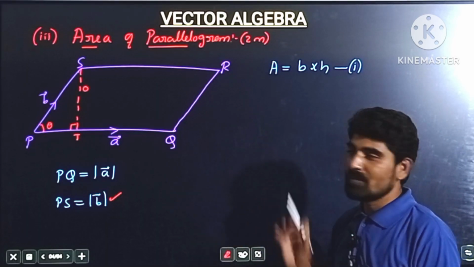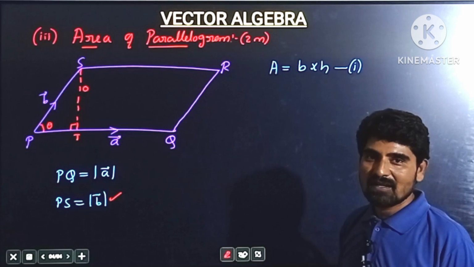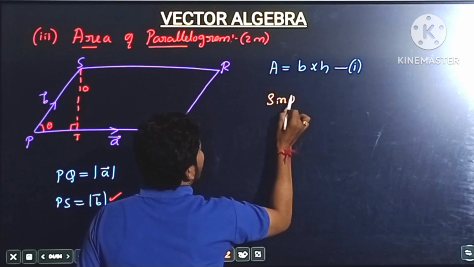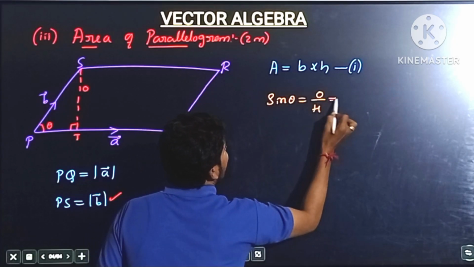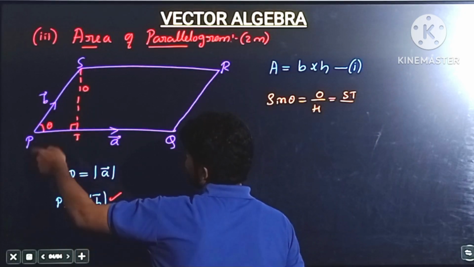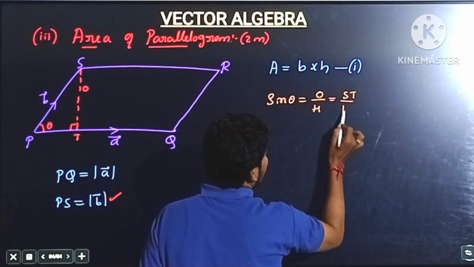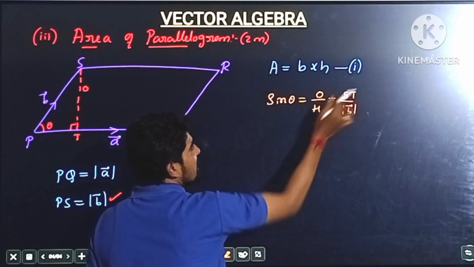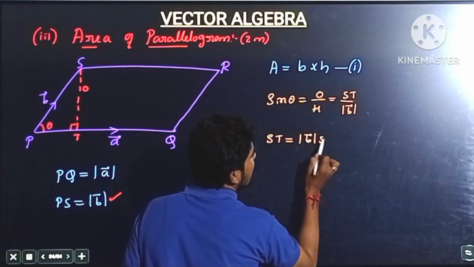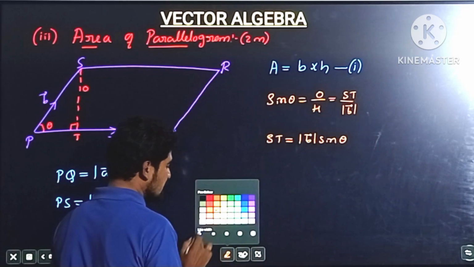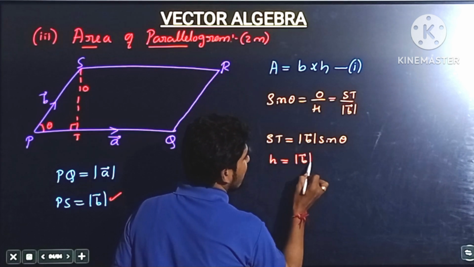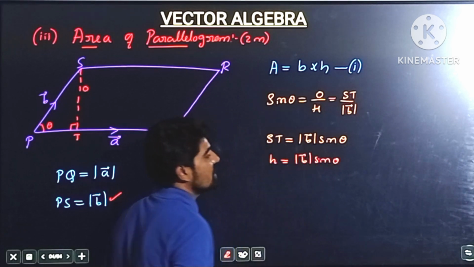to calculate the length of opposite, we use the trigonometric ratio sine, because the definition of sine theta is opposite divided by hypotenuse, where opposite side is ST, divided by hypotenuse side PS, and its length is magnitude of B vector. Therefore, by the cross multiplication, ST is equal to magnitude of B vector into sine theta. And here ST is what? Height of the parallelogram. So H is equal to what? Magnitude of B vector into sine theta. I hope all of you understand.